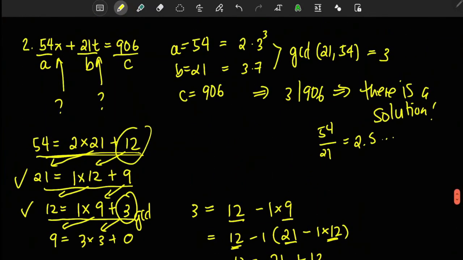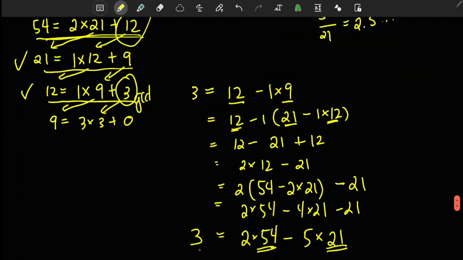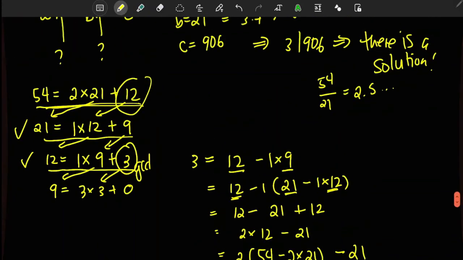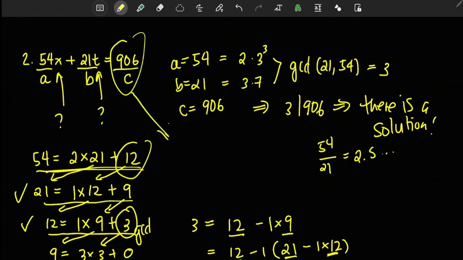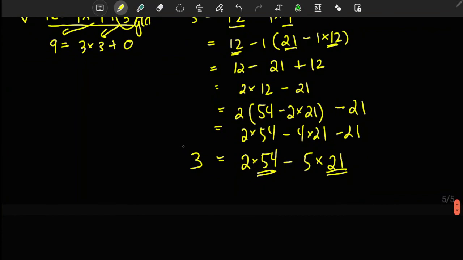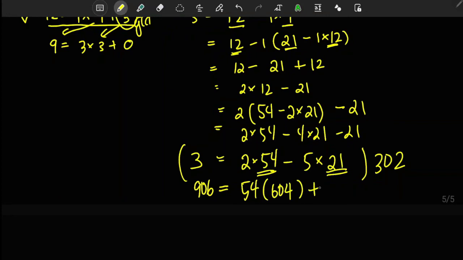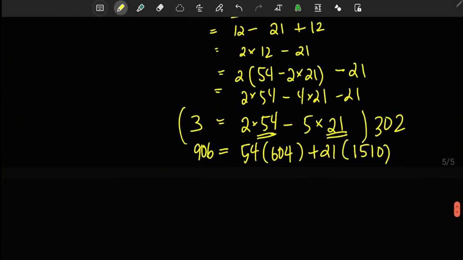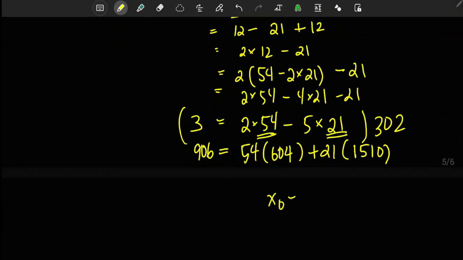Now, the next step is to find a particular solution from this expression. So how do we do that? We know that 3 divides 906, so we can express this as 906 is equal to 3 times 302. That means for us to get 906, we just need to multiply this whole expression by 302. So we have 906 is equal to 54 times 604 plus 21 times 302 times negative 5, or negative 1,510. So we now have the value x sub 0 equals 604 and the value y sub 0, so this should be negative 1,510.